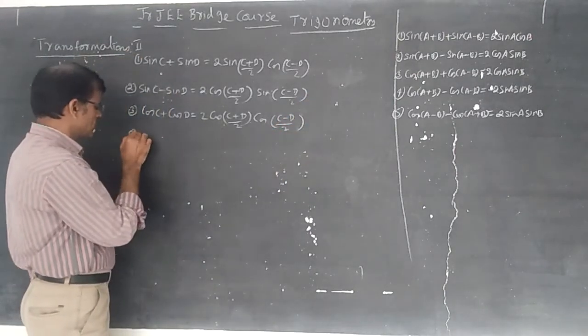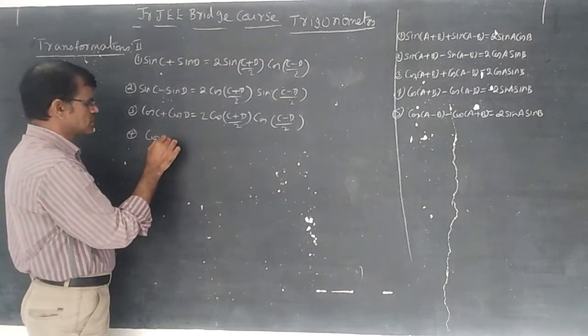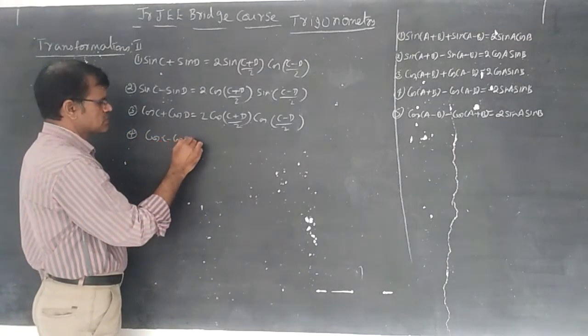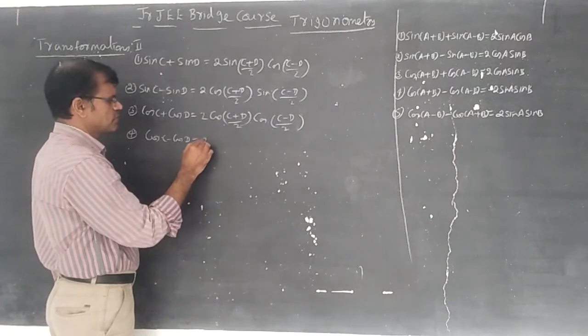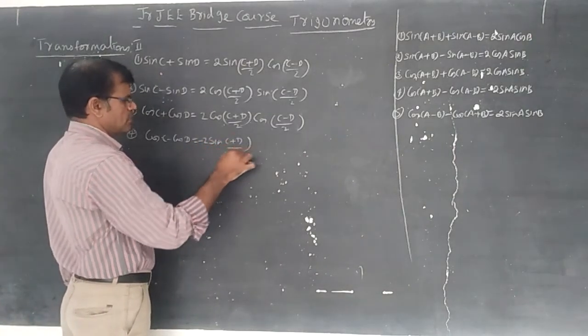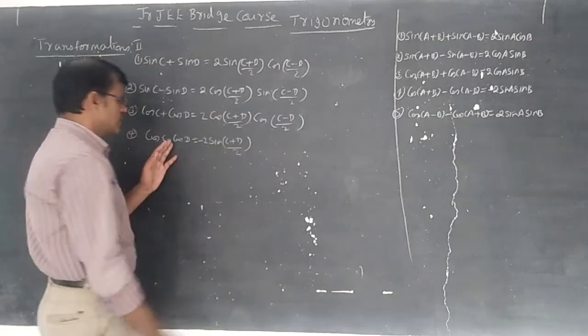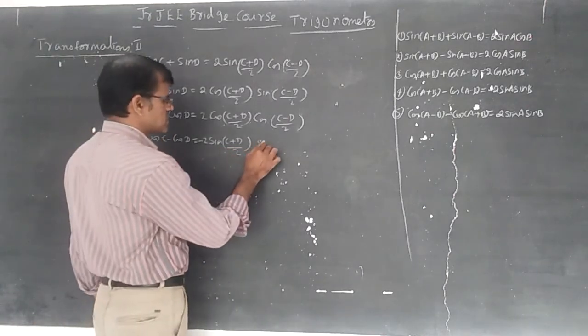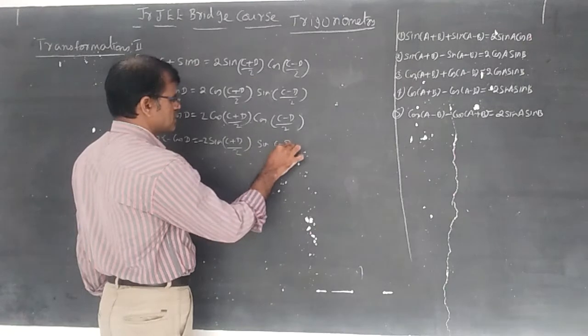Fourth one: cos C minus cos D. Cos C minus cos D is equal to minus 2 sin (C plus D) by 2 into sin (C minus D) by 2.